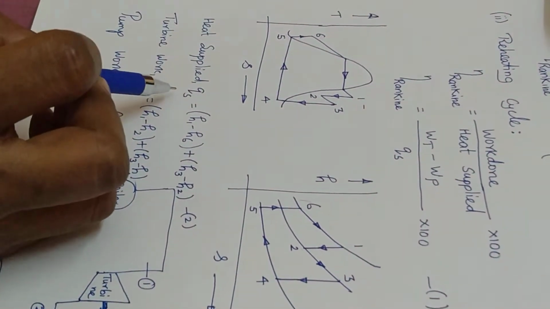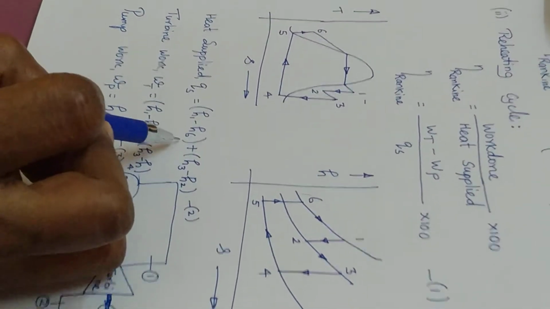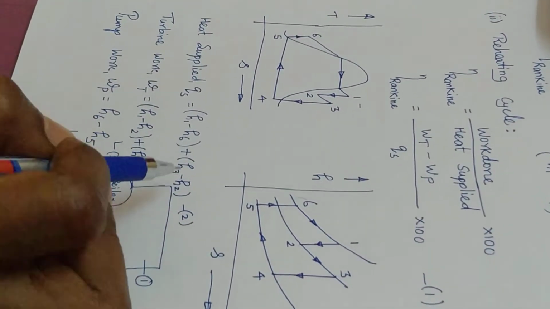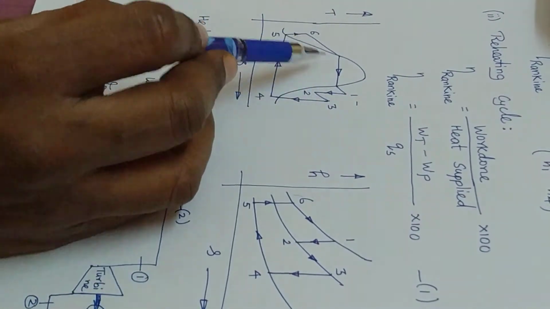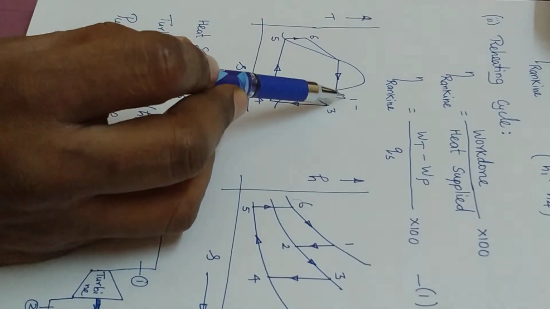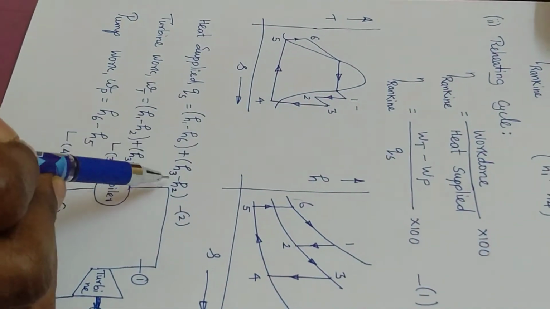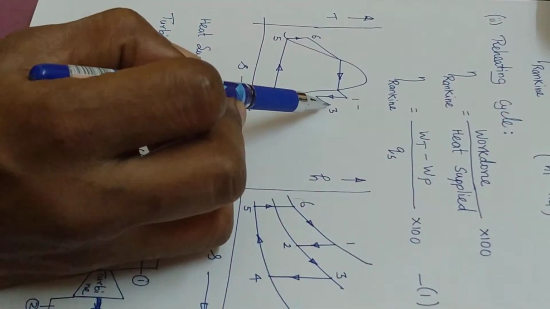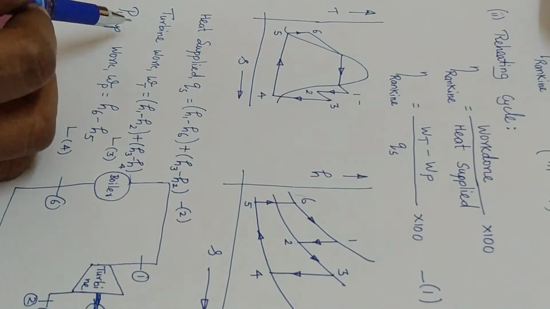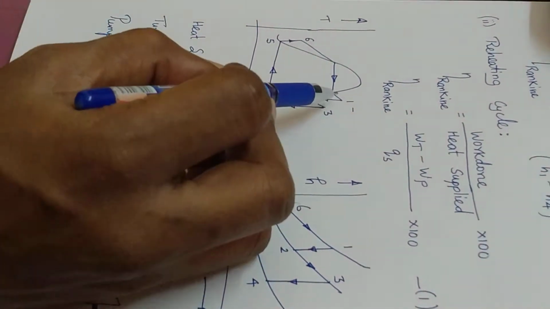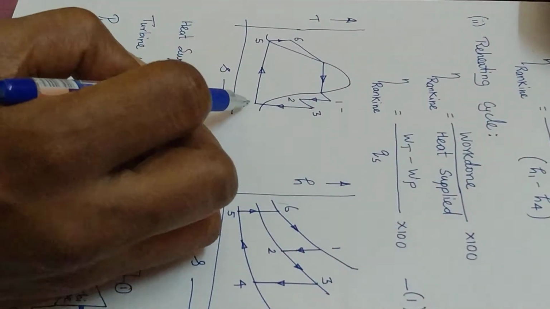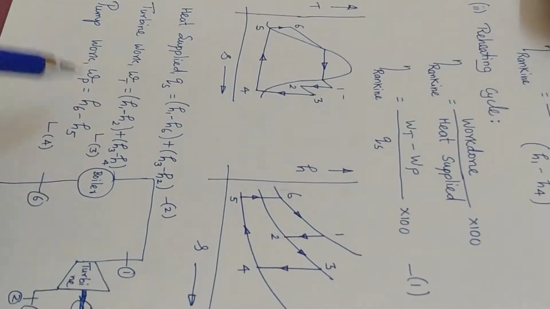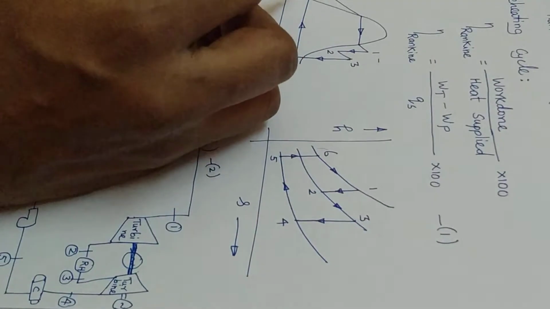Heat supplied Qs is equal to H1 minus H6 plus H3 minus H2, because the heat addition in the boiler is H1 minus H6, and the heat addition in the reheater is H3 minus H2. The total turbine work is H1 minus H2 in the high pressure turbine plus H3 minus H4 in the low pressure turbine. The pump work is H6 minus H5.